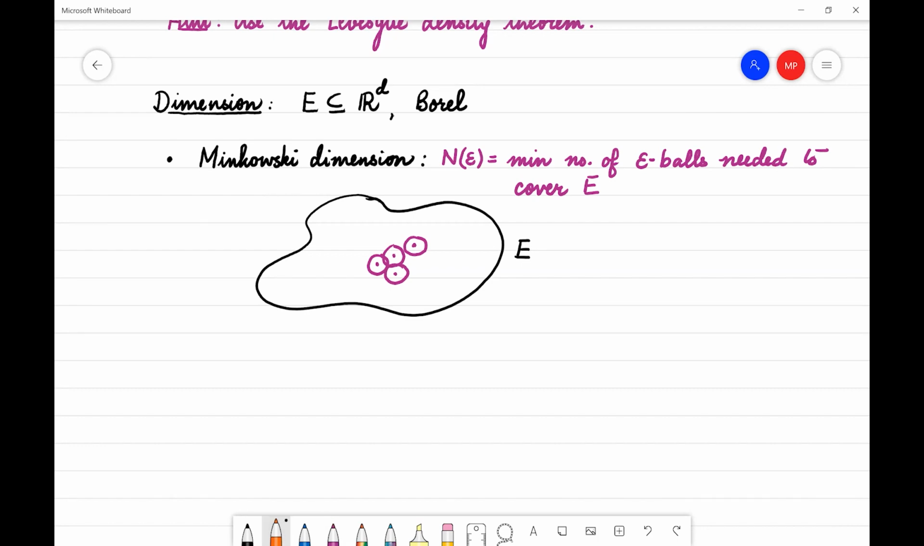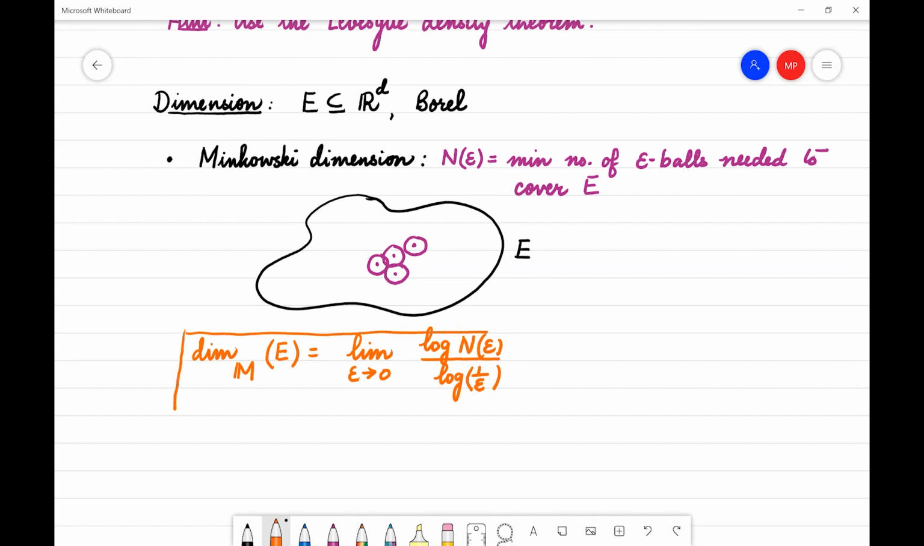Minkowski dimension. So the definition of Minkowski dimension is that the Minkowski dimension of E is the limit. Well, we can always do lim sup and lim inf and so on. So we have upper Minkowski and lower Minkowski, but I'm just not going to worry about that. So it's the log of n epsilon divided by the log of 1 over epsilon. Okay, so that's one definition. Okay, let me give you two more and then we can compare.